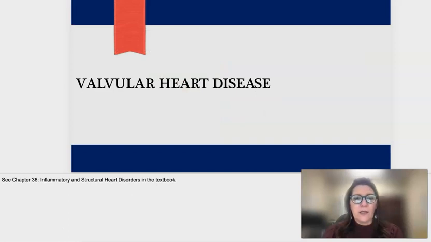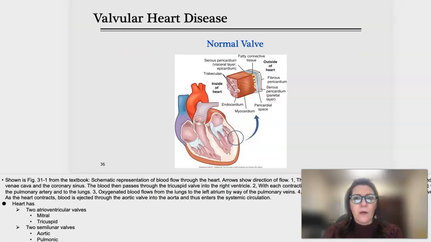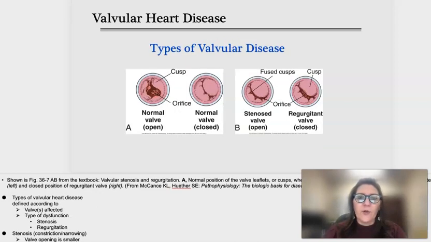Okay, valvular heart disease. So this is a normal valve, and you can go back and look at this, but the heart has 2 AV valves and 2 semilunar valves. So the two atrioventricular valves are the mitral and the tricuspid, and the 2 semilunar are the aortic and the pulmonic. And so on either side of the heart, that's where these different valves do their job.